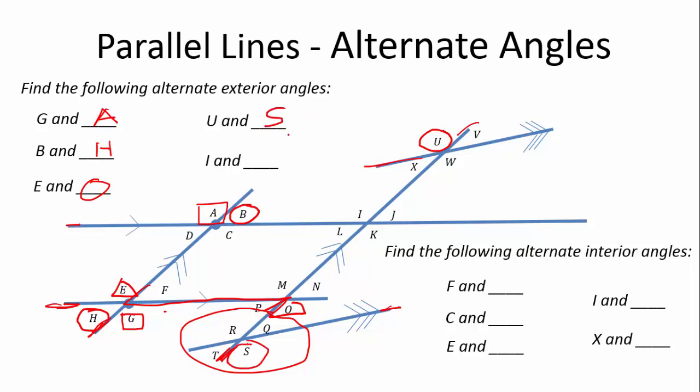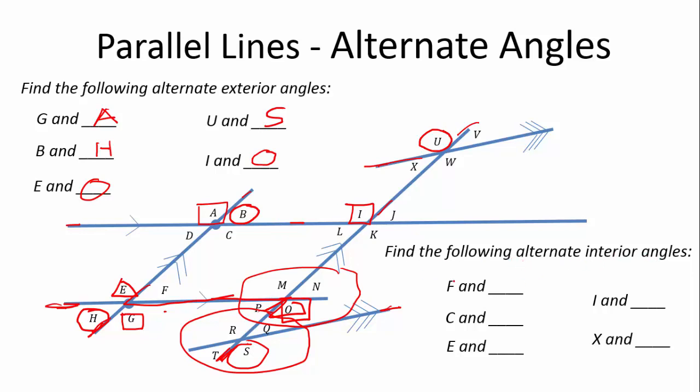U and S. I, where's I? I is here. So we're going to put a square around I. Now, I here is an internal angle if we look at these two parallel lines, but it's an external angle if we look at these two parallel lines. So we're going to have to look at I over here, and then we can see it's the same as that O over there. So I and O. Great.